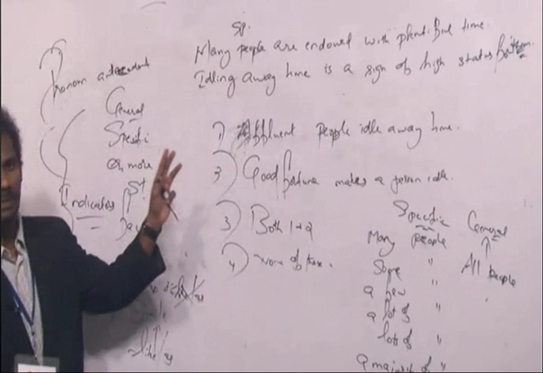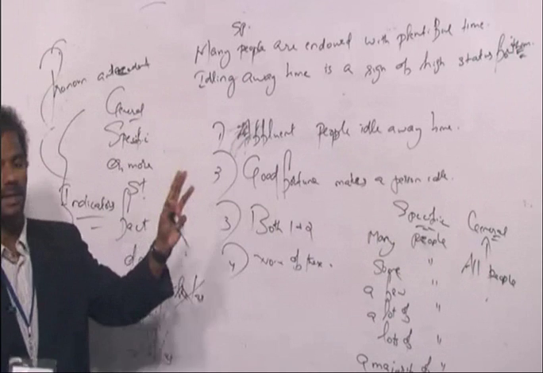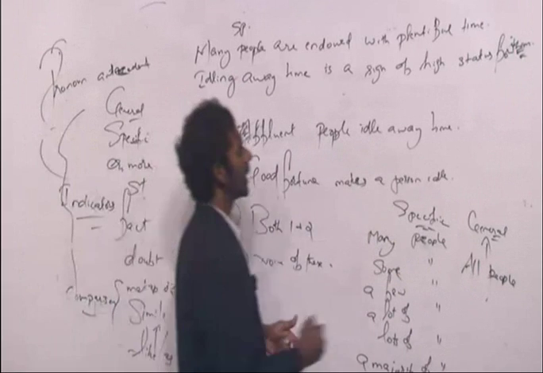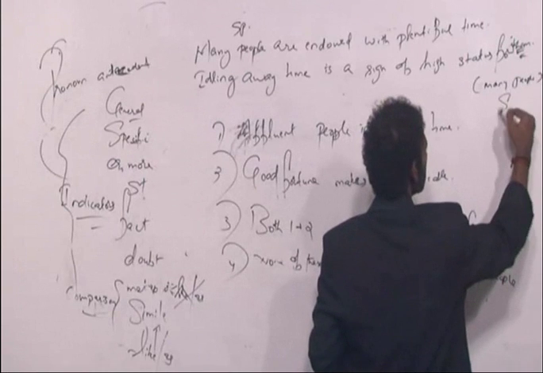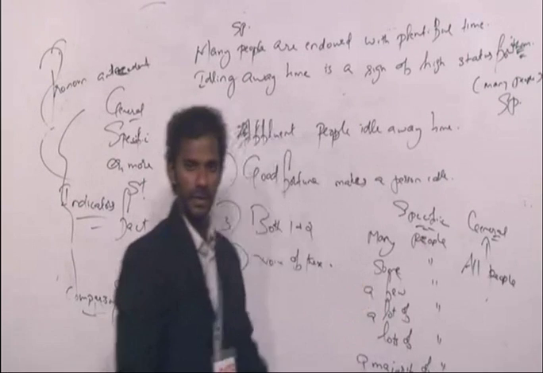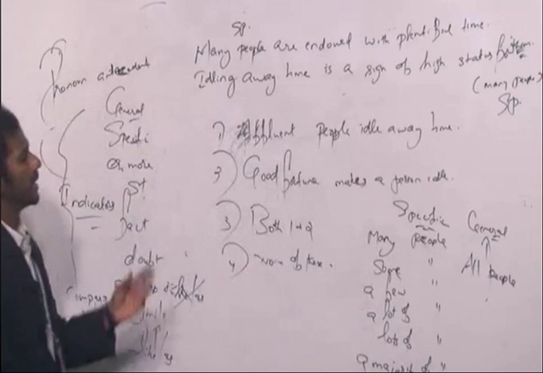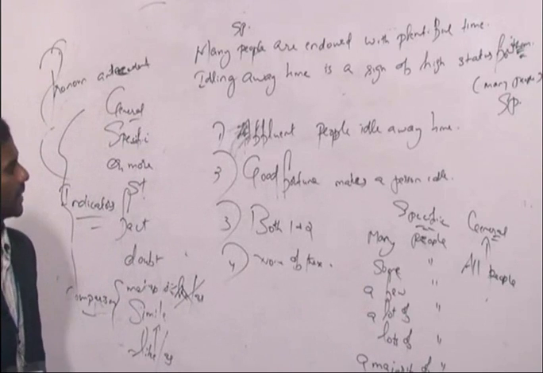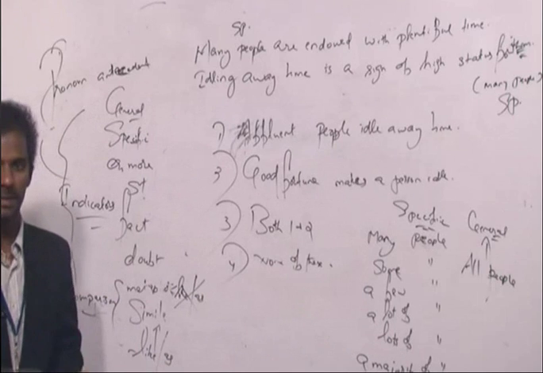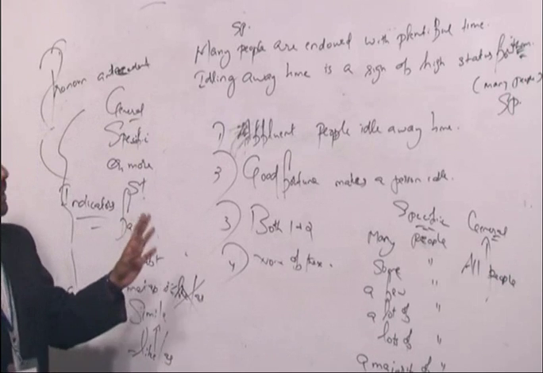Many people are endowed with plentiful time. Idling away time is a sign of high status for them. So them here refers to many people. And many people is specific. Clear? Right. Now come to the first option. Affluent people. Affluent people means rich people, wealthy people. Affluent people idle away time.